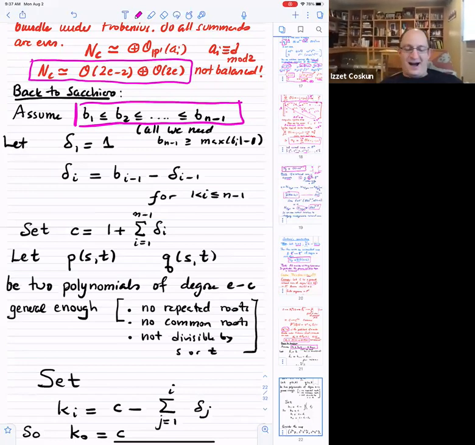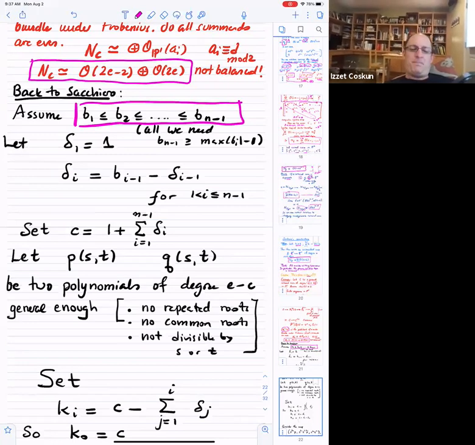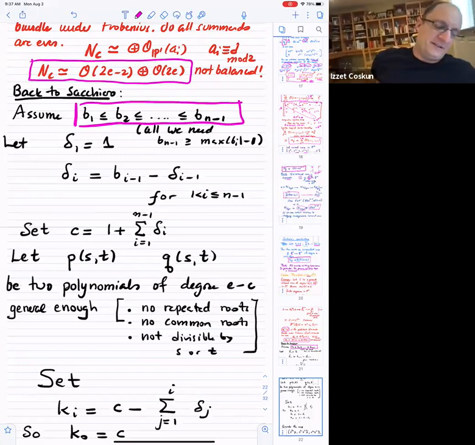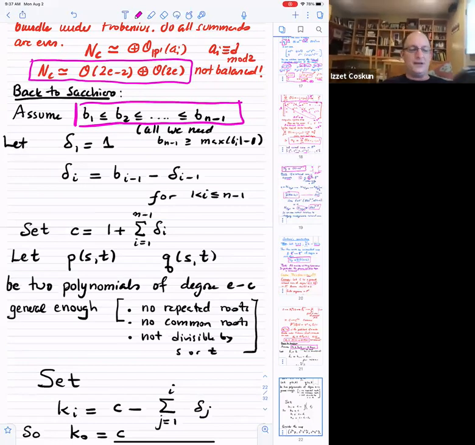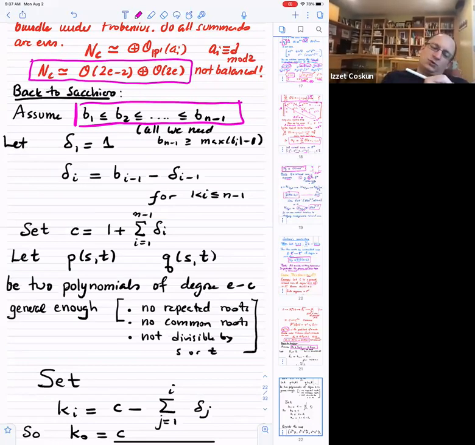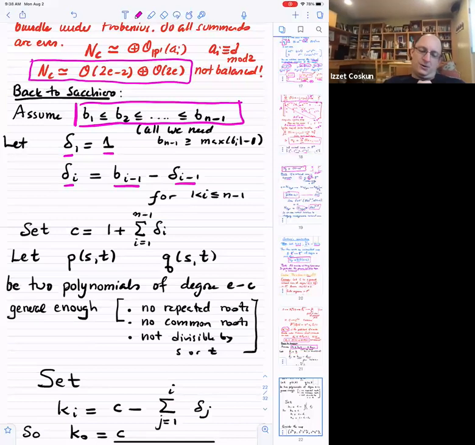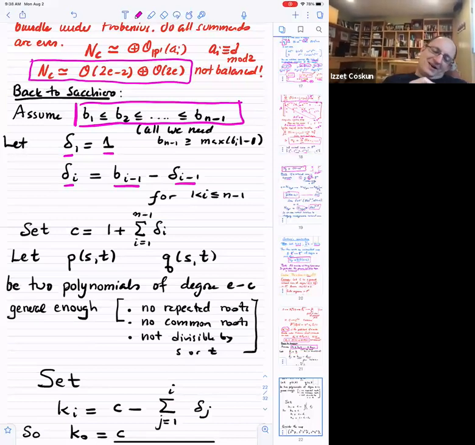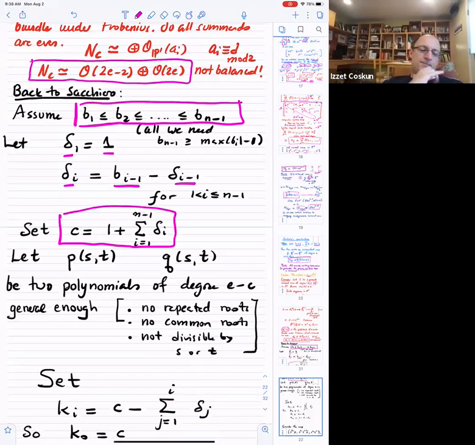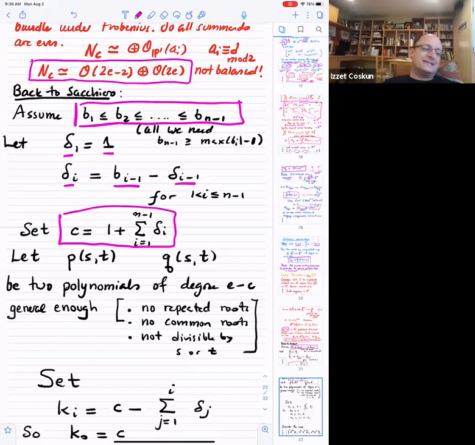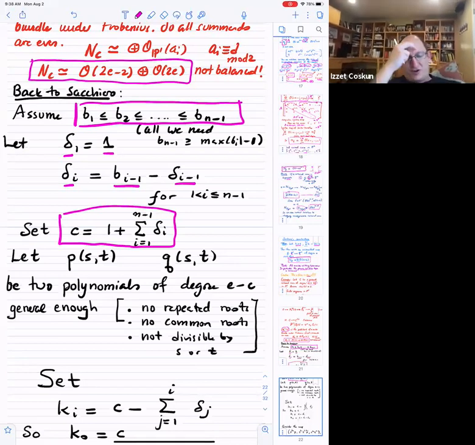Okay, so then you define some sort of numerics. Don't pay too much attention to these numerics. They are defined so that they'll work at the end. But just to be precise, you set delta_1 equal to 1 and delta_i to be equal to b_i minus 1 minus delta_{i-1}, and you set your C to be equal to this thing. This is some numerical trickery, so forget about this. When we need it, we'll come back to it.